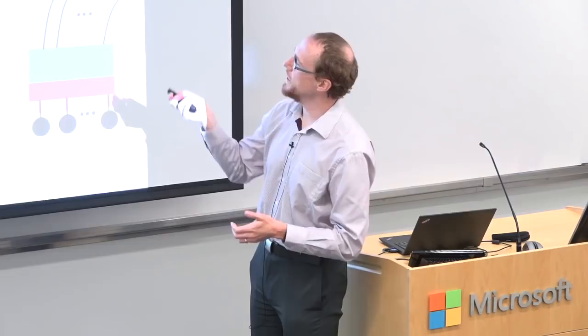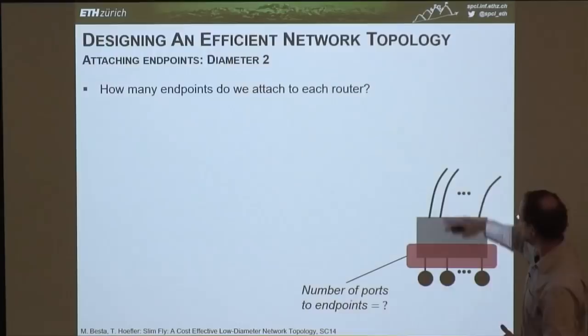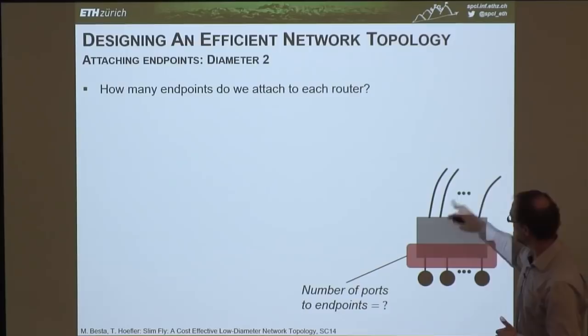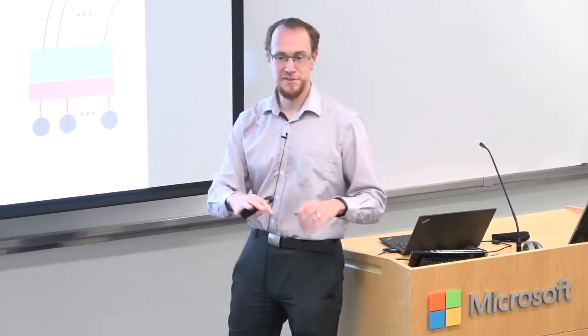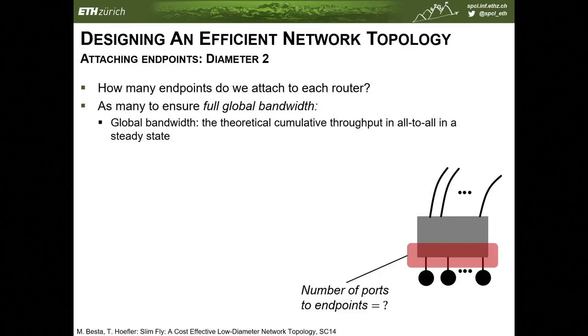Okay, so here we have a switch. We have the cables going into the network. And here we have the number of endpoints. So everything up here is kind of the Slim Fly topology. Everything down here is just our use of that topology. Okay. And the rule is relatively simple if we want full global bandwidth. So what does full global bandwidth mean?